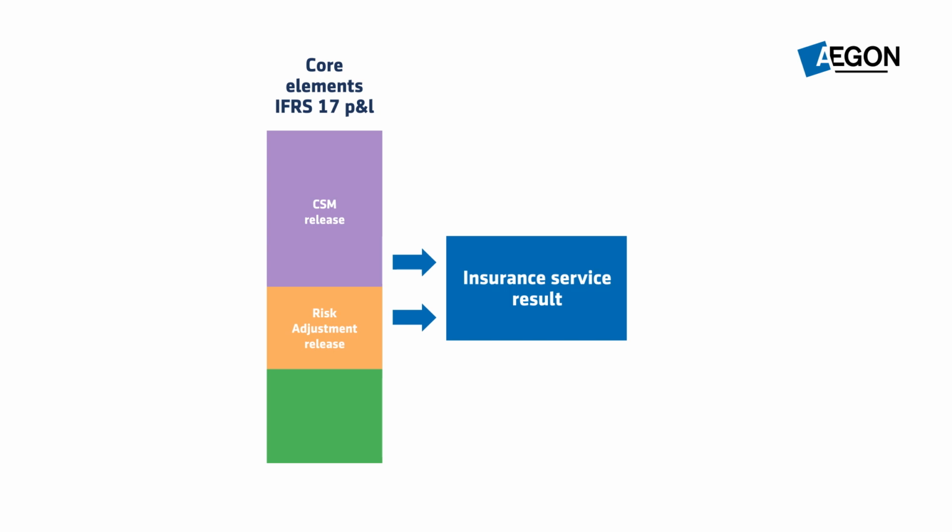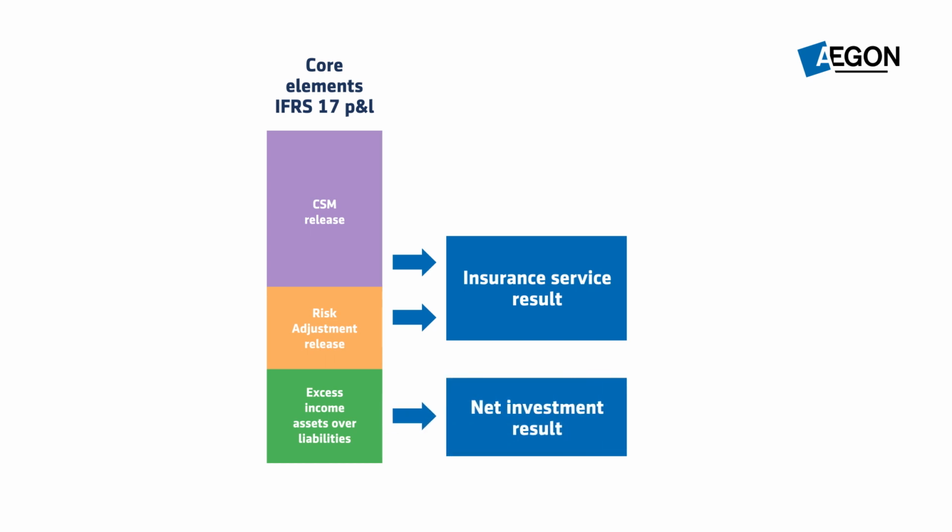There is one other core item that will impact the income statement structurally: This is the excess income from owning assets, in addition to the assets required to cover the liabilities. This income will be reflected as part of the net investment result. Obviously, this short introduction to the IFRS 17 income statement is strongly simplified, and there are many more elements driving profit and loss under IFRS 17.